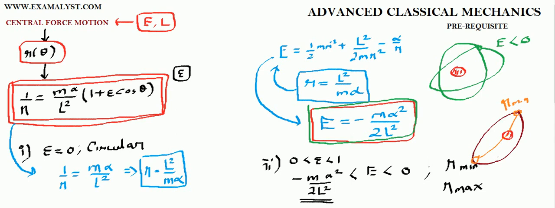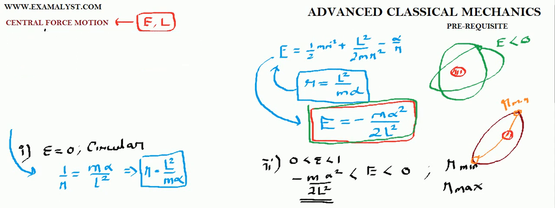So whenever you have two values of R, one thing is sure, that the bound state is going to be an ellipse, because there are two values of R. What happens when epsilon is 1? So consider another case, the third case. In the third case, consider that the value of epsilon is 1.